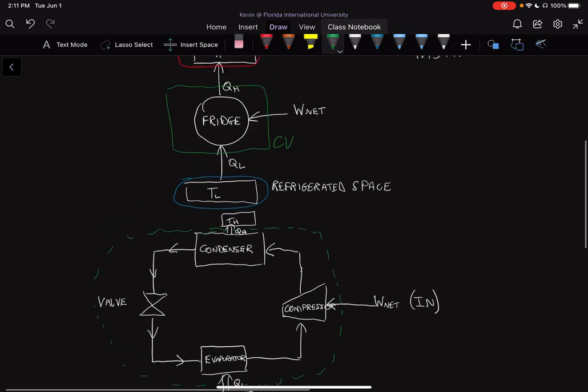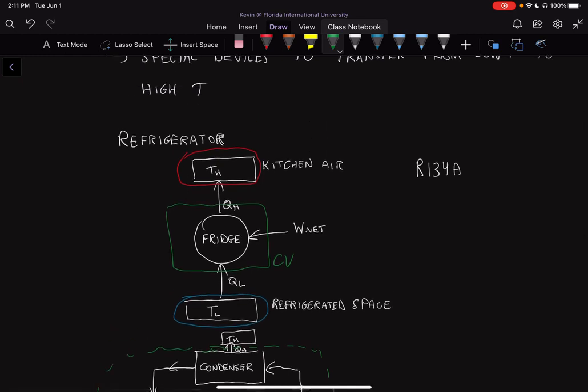So if we look at the top diagram, we can actually do the sum of the energy in is equal to the sum of the energy out.